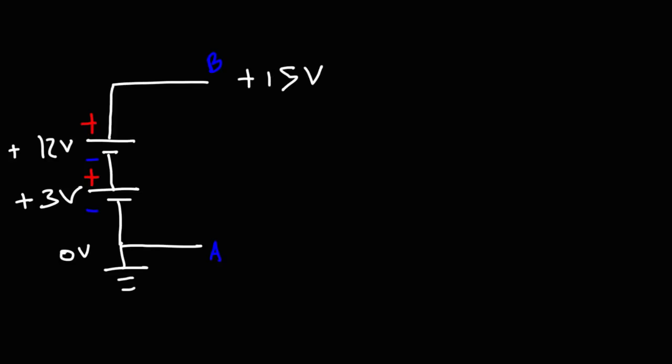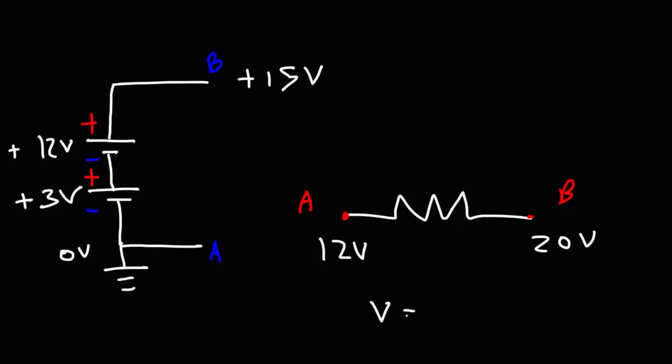Now it's important to understand the difference between potential and voltage. So let's say this is point A and this is point B. Let's say the potential at point A is 12 volts. The potential at point B is 20. The voltage across this resistor is the potential difference of B and A. So the voltage is 8 volts. So make sure you understand the difference between voltage and potential. Voltage is the potential difference between 2 points.